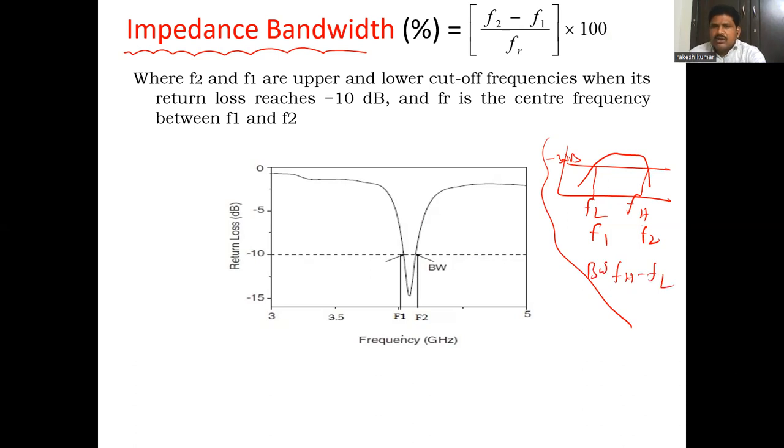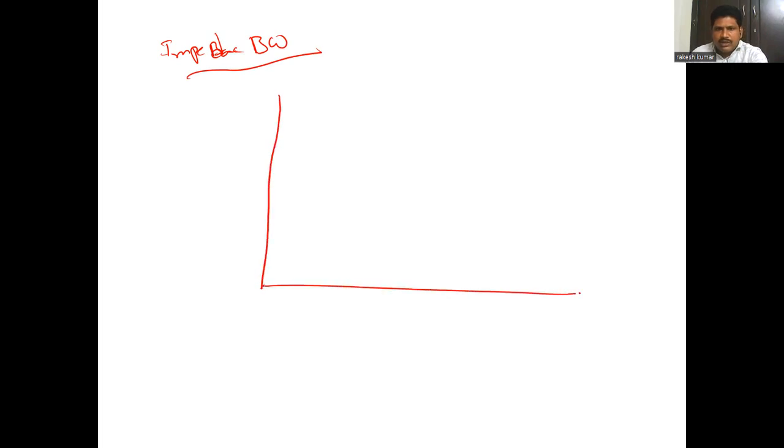But this is not the same in antenna terminology. Here we are going to use the parameter called impedance bandwidth. What is meant by impedance bandwidth? Let us see how to calculate this impedance bandwidth. Let us consider this is a graph between frequency versus return loss. On the x-axis we will have frequency.